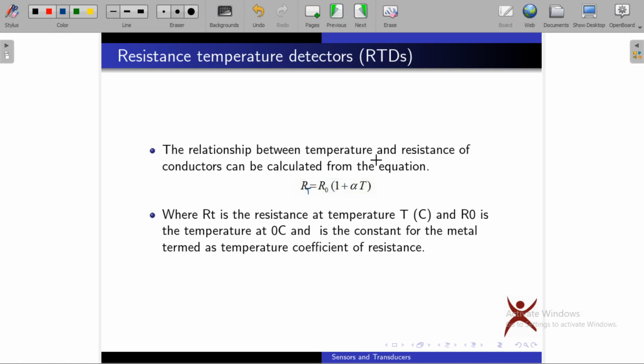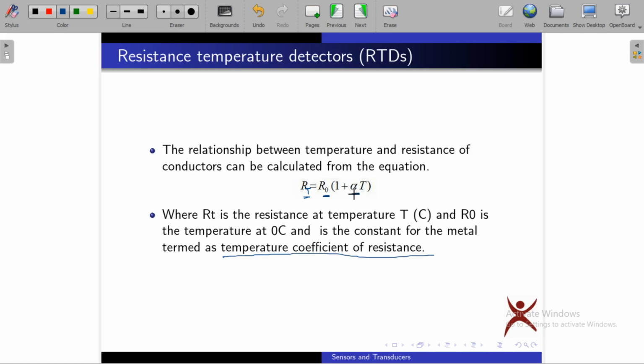The relationship between temperature and resistance of conductors can be calculated from the equation. This equation gives the relationship between resistance and temperature. RT is the resistance at T degree centigrade. R naught is the resistance at 0 degree centigrade. Alpha is a constant for the metal termed as temperature coefficient of resistance.